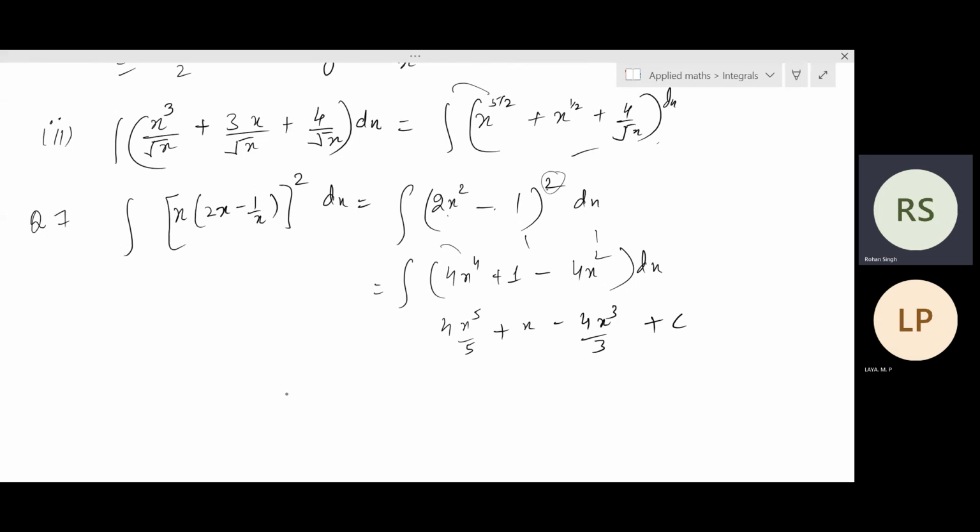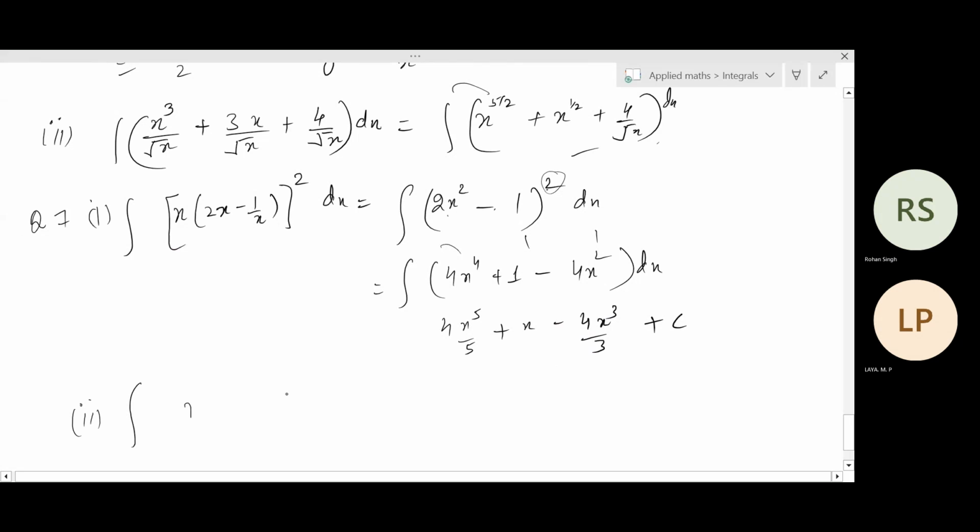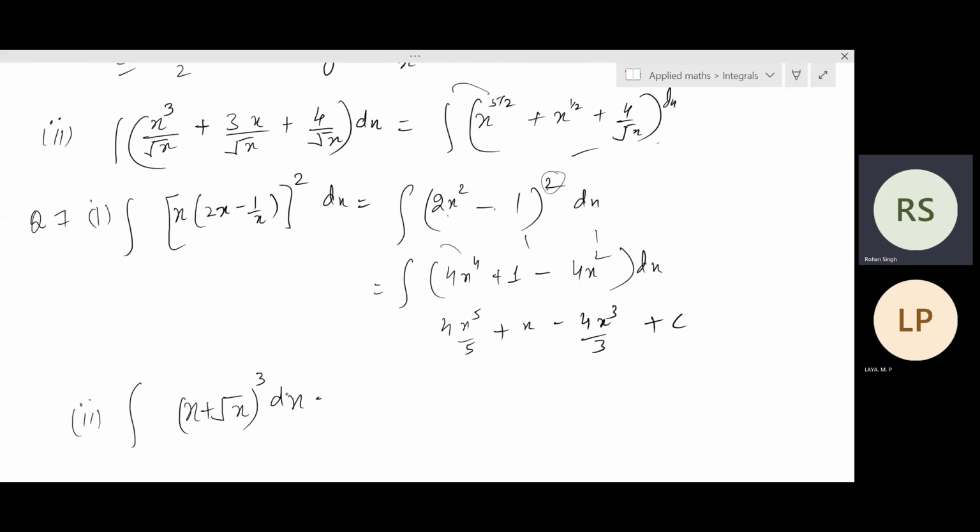Okay, and the second one, x plus square root of x whole raised to the power 3. How can we do this one? So there is an identity for this also, right? A plus b whole raised to the power 3. So what is that identity? Sir, I don't remember.